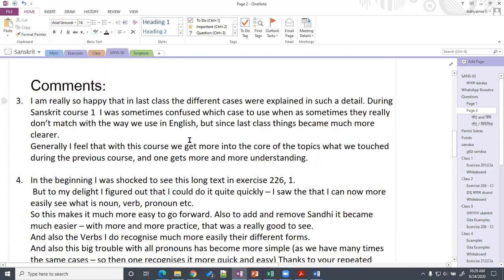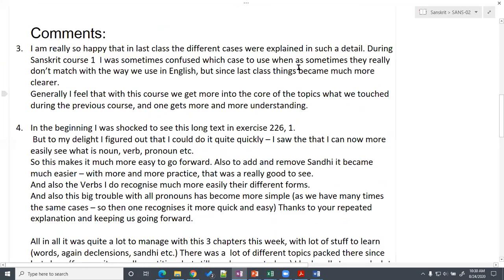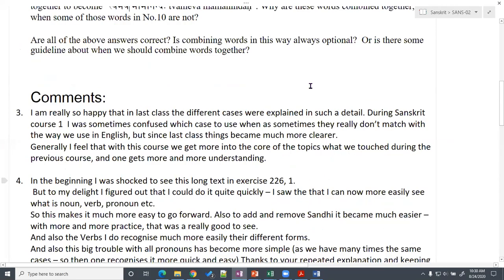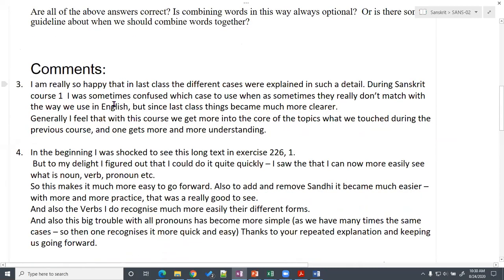Then there are some comments where people are expressing their satisfaction and happiness with the way they are learning, and that is happening because people are putting in a lot of effort and submitting the exercises. One says: I'm really so happy that in the last class the different cases were explained in such detail. During Sanskrit course 1, I was sometimes confused about which case to use, as sometimes they don't match the way we use them in English. But since last class, things became much more clear. Generally, I feel that in this course we get more into the core of topics we touched during the previous course, and one gets more and more understanding. Just like in any course, a lot of repetition helps to strengthen the learning. Sanskrit is not an exception.